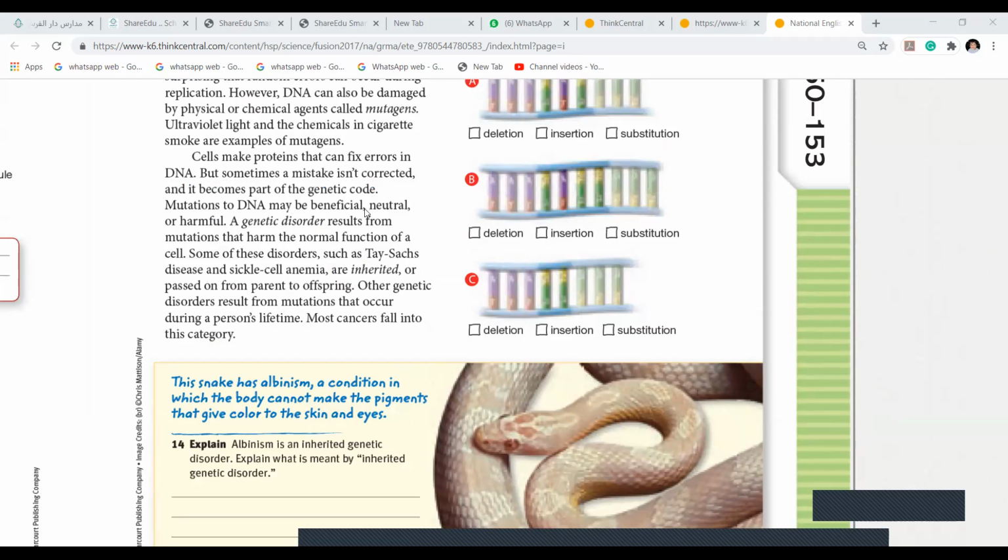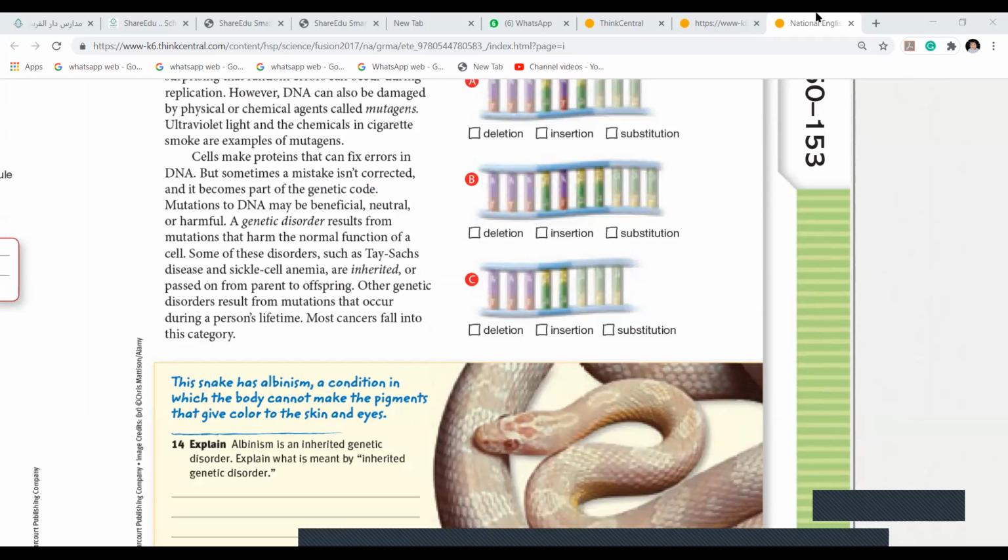Mutations to DNA may be beneficial. Sometimes they are good, sometimes they are neutral, or sometimes they are harmful. A genetic disorder results from mutations that harm the normal function of the cell. The cell cannot function properly. For example, we have Tay-Sachs disease. We have sickle cell anemia.